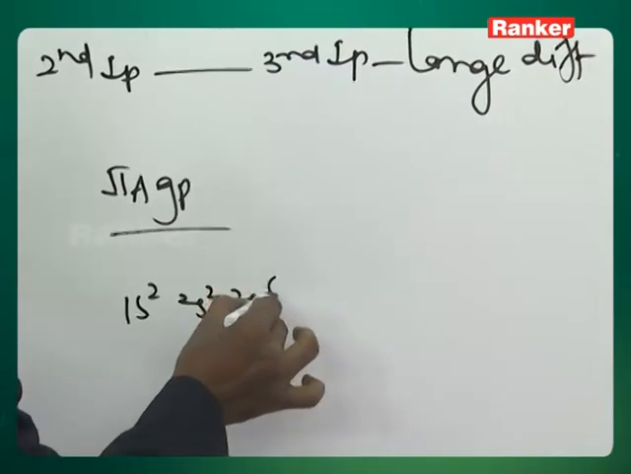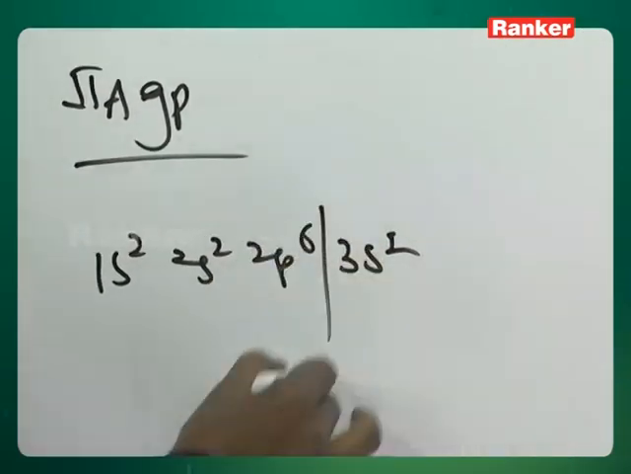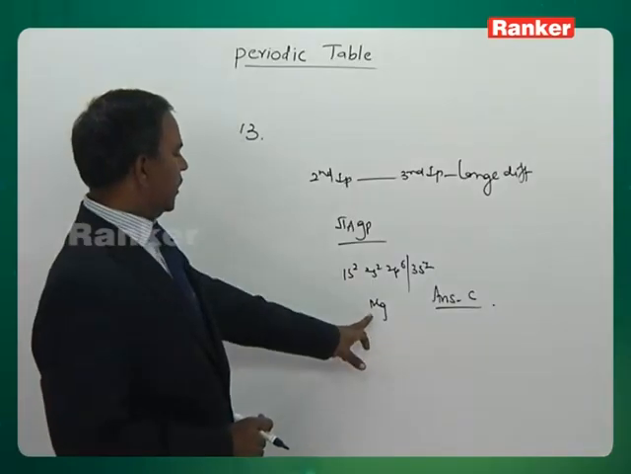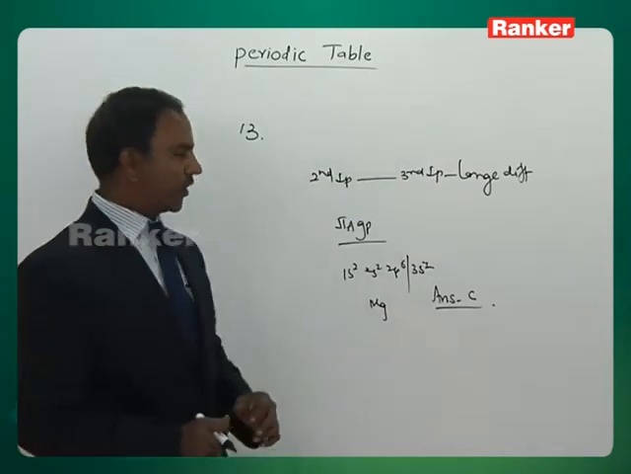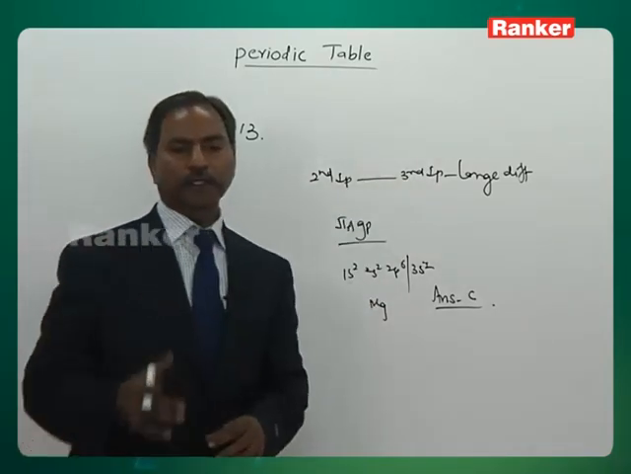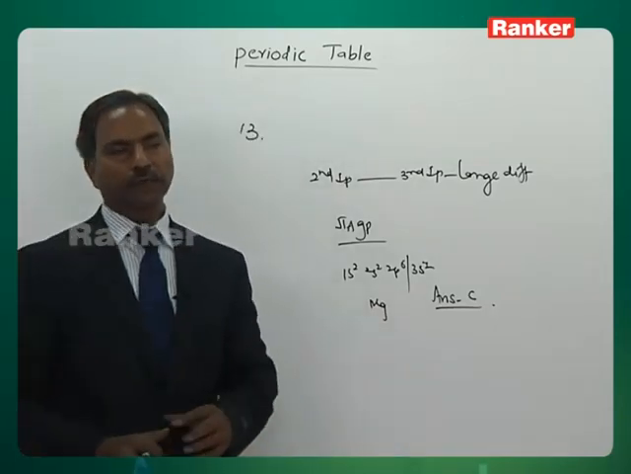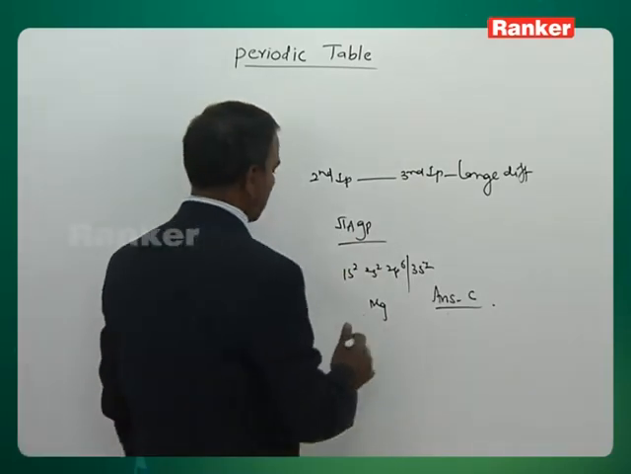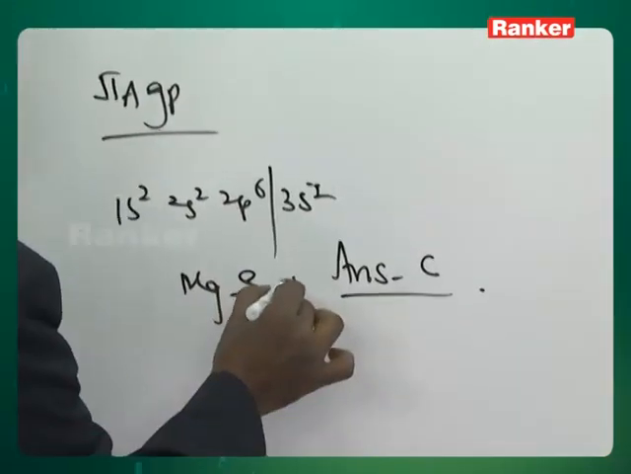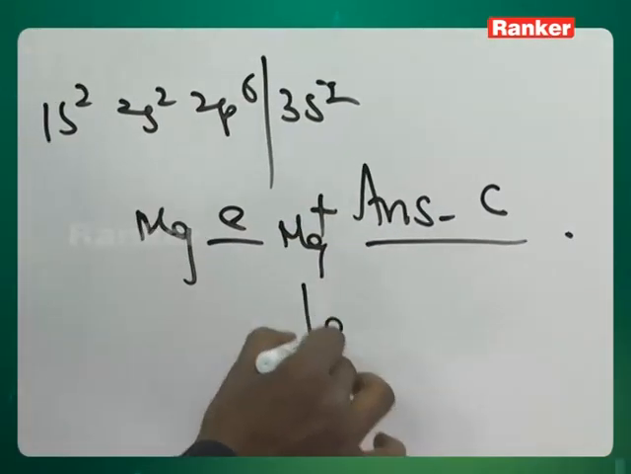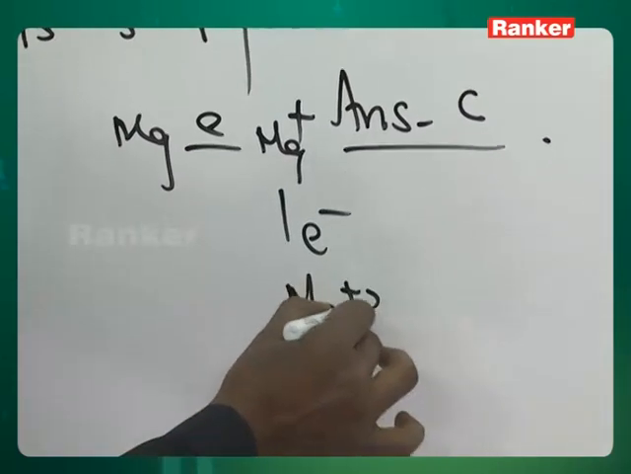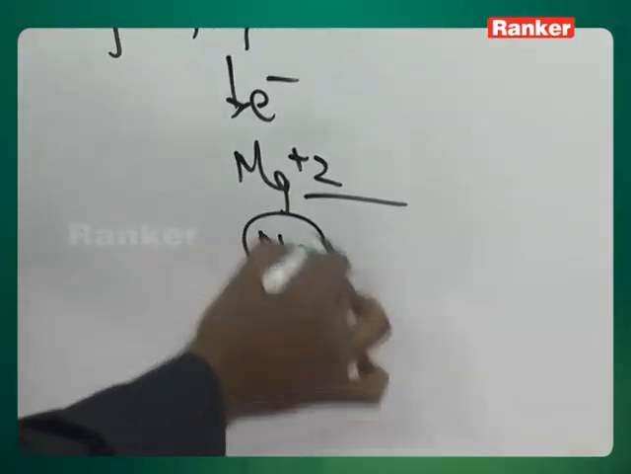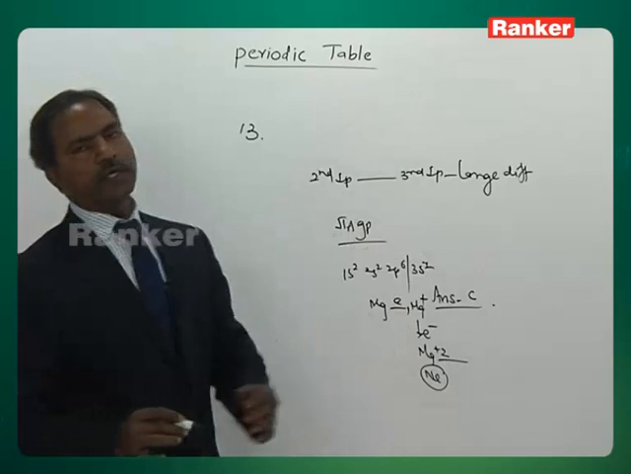1s2 2s2 2p6 3s2. That is 10 plus 2, which is magnesium. See students, here there is a large difference from the second IP to the third IP. The third option's electronic configuration 1s2 2s2 2p6 3s2 represents 12 electrons, the configuration of magnesium. We can easily remove the first electron, becoming Mg+. Removing the second electron, it becomes Mg2+, which equals the neon electronic configuration. Removal of the third electron is very difficult.